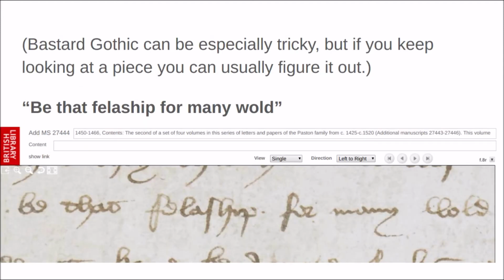I'll give one example here to show you how difficult it can be. And this one here is from the Paston letters. It reads, "Bay that fellowship for many wold." So you can see how sometimes the letters are really quite small, like in the word many. It looks almost like squiggles, and there's not very much distinguishing them. And there's oftentimes a lot of idiosyncrasy. A scribe will write certain letters a bit different to everyone else just because that's how they write.